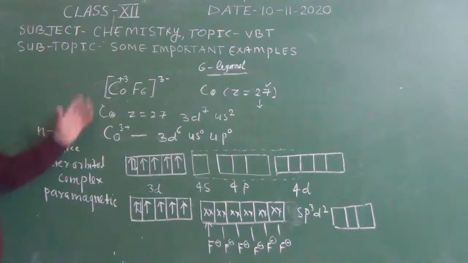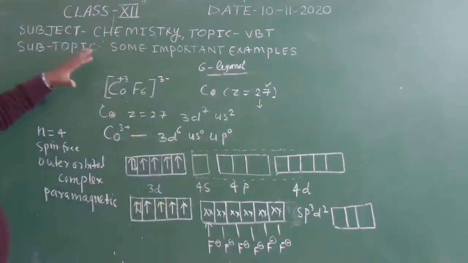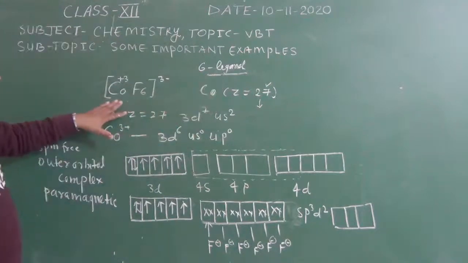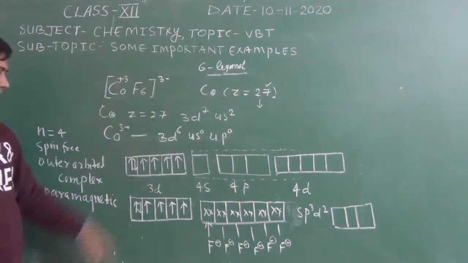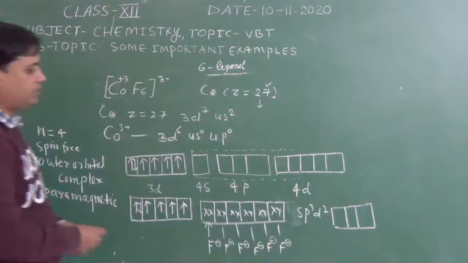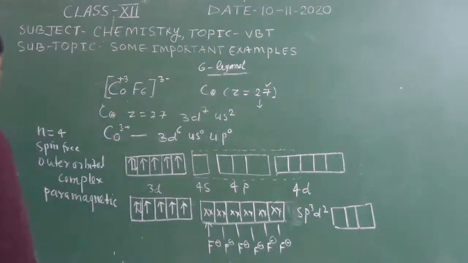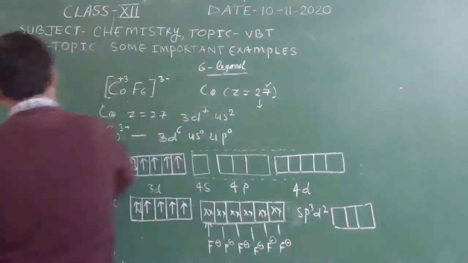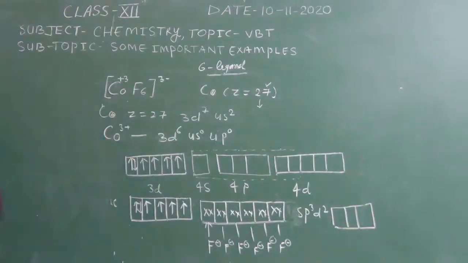So in this way we can explain the VBT theory by taking the example, that is CoF6 3-. So the hybridization is sp3d2. And next, what is the geometry, what is the shape of this particular compound? How can we draw the shape or geometry of this particular compound?